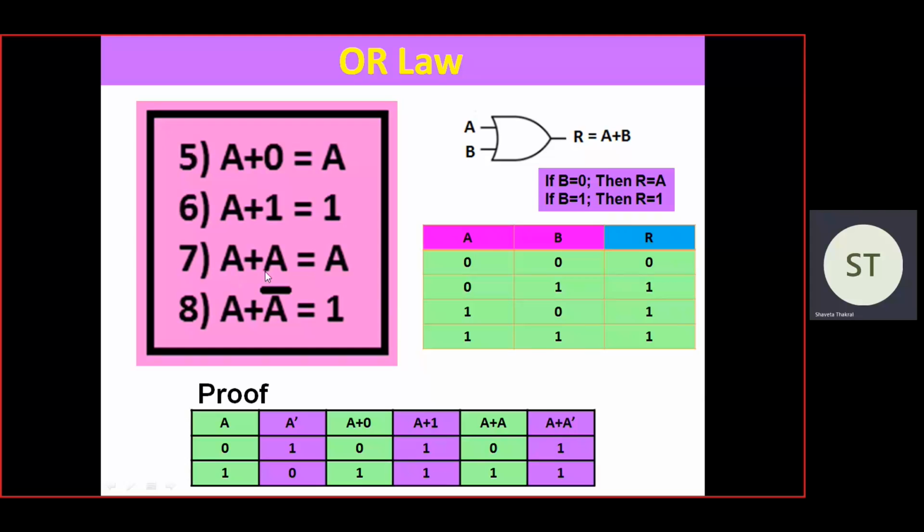And if A is ORed with A, so if 0 is ORed with 0, result is 0, and if 1 is ORed with 1, result is 1. So we can see here A ORed with A is the same as A. And if A is ORed with its complement, so 0 is ORed with 1, result is 1, and if 1 is ORed with 0, result is again 1. So here we have output 1. So in this way, we can verify all the four theorems in the OR law.